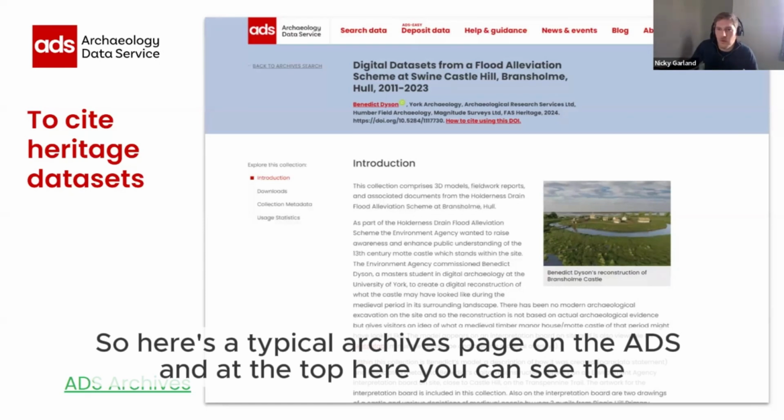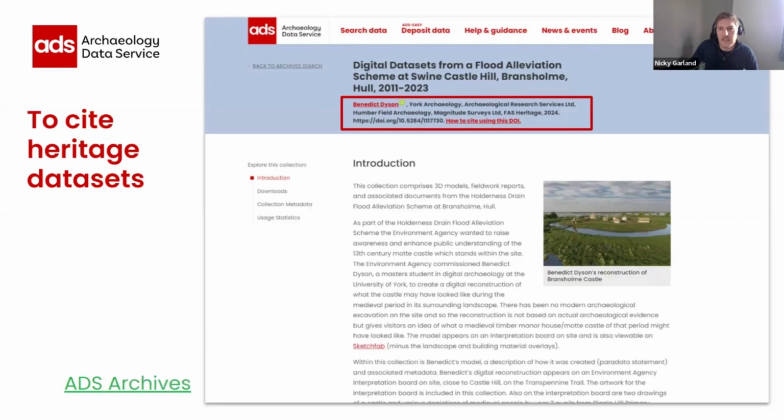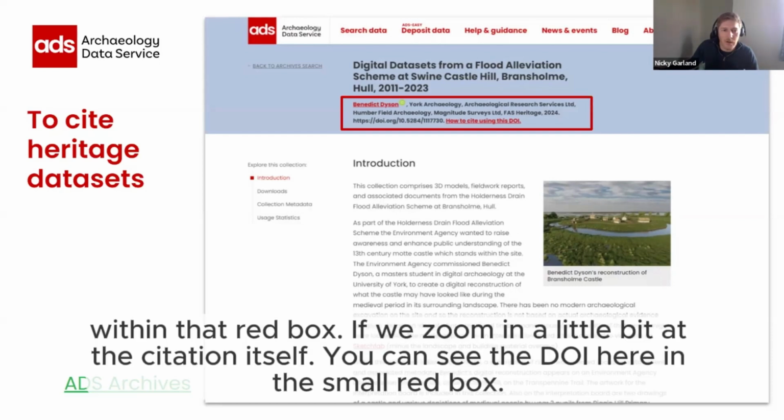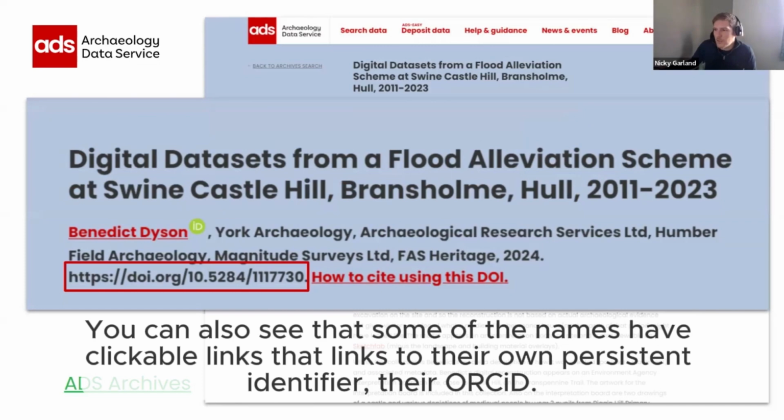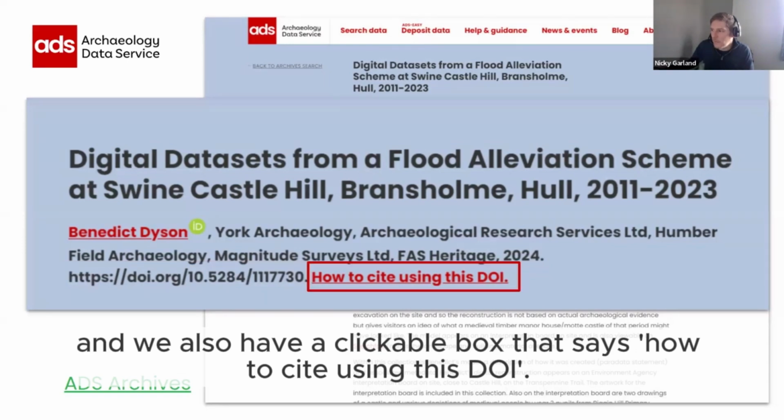So here's a typical archives page on the ADS. And at the top here, you can see within that red box. If we zoom in a little bit at the citation itself, you can see the DOI here in the small red box. You can also see that some of the names have clickable links that link to their own persistent identifier, their ORCID. And we also have a clickable box that says how to cite using this DOI.